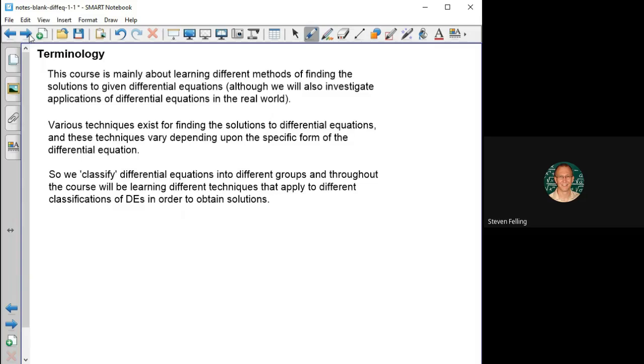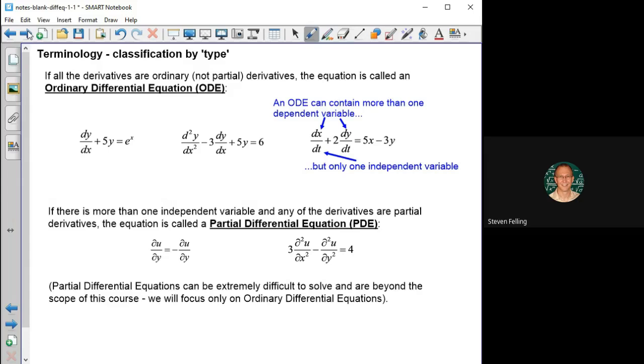Okay. The different techniques are based upon the different formats of differential equations, so we often classify differential equations into different types and groups. Throughout the course, we'll be learning different techniques to apply to different things. So the rest of 1.1, most of it here, has to do with classifications. The first thing is we might classify a differential equation by what we call its type.